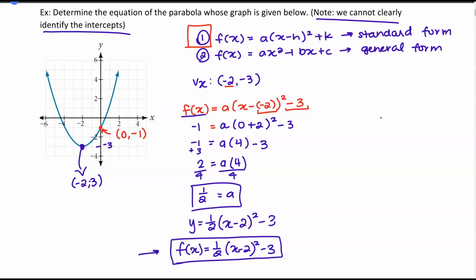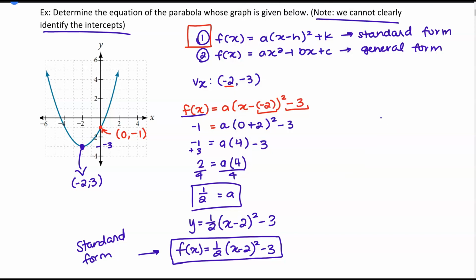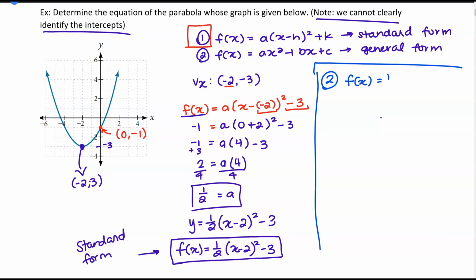So now this is given to us again in that standard form or that vertex form. Same thing as our vertex form. Now, what if they said, okay, well, we want this actually in standard form. So let's figure out how do we write it in the second form. Okay, so the second form, we would take this equation here, f of x equals 1/2 (x minus 2) squared minus 3, and we're going to go ahead and multiply this out.